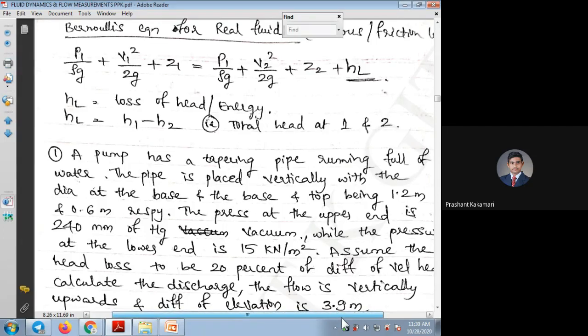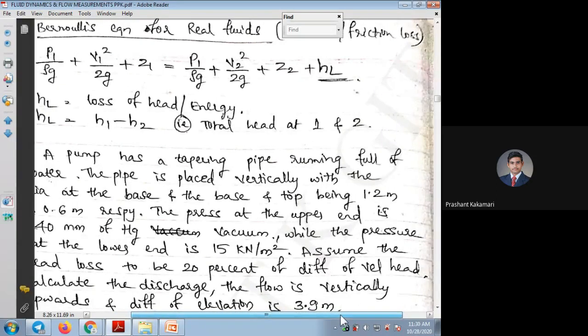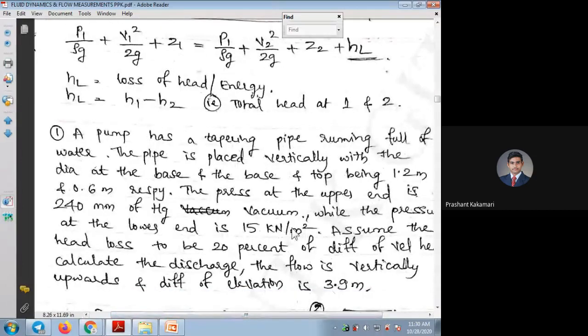Assume the head loss to be 20% of the difference of velocity head. See, this question is very important. This covers almost all the equations of this chapter until what we have studied. Those all equations are covered in this problem.